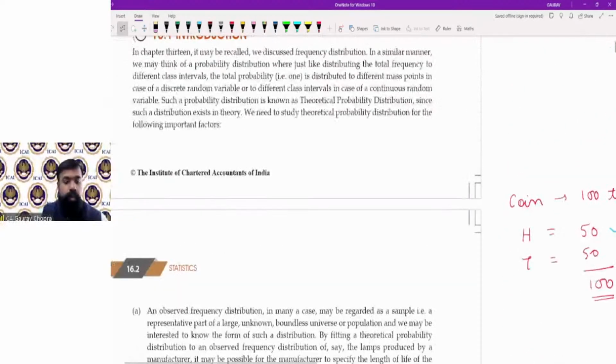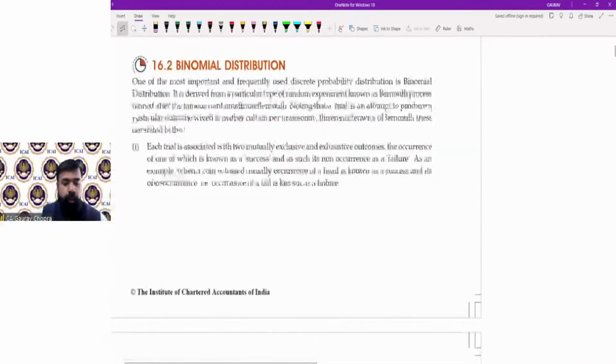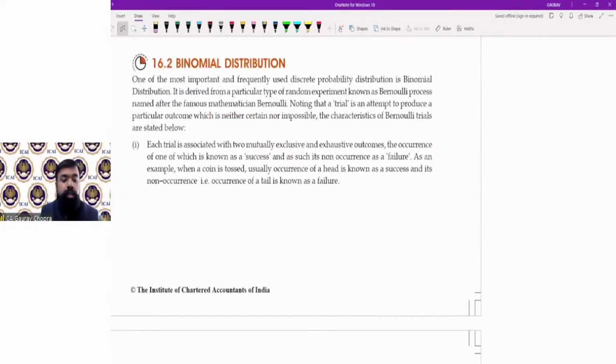So now let us continue with some of the theories. Let us begin with some of the basic characteristics, basic features of binomial distribution. One of the most important and frequently used discrete probability distributions is the binomial distribution.